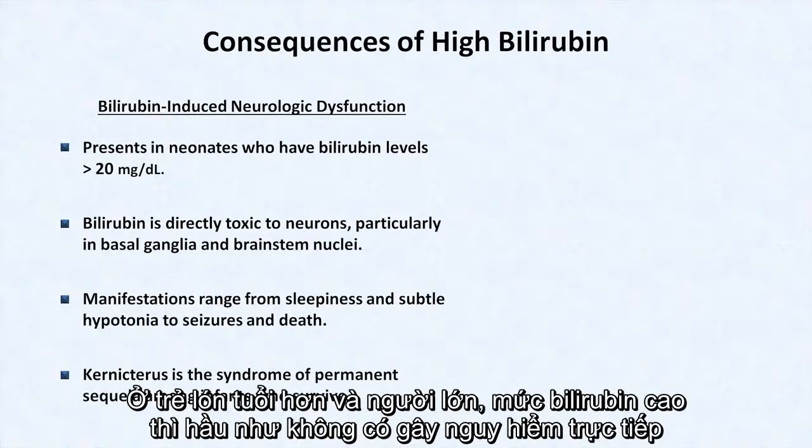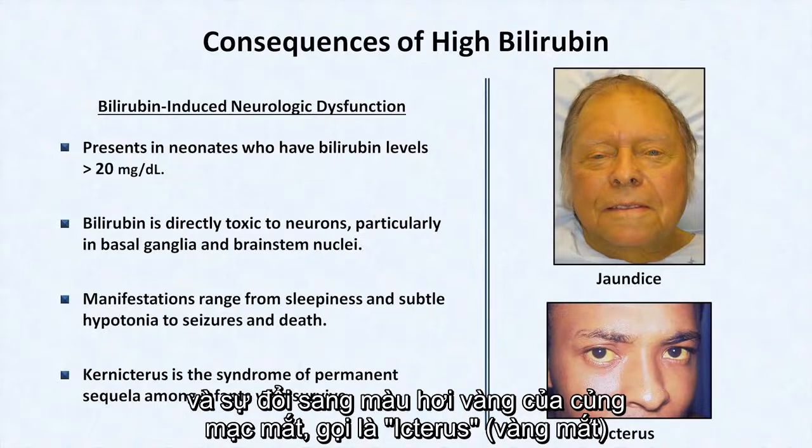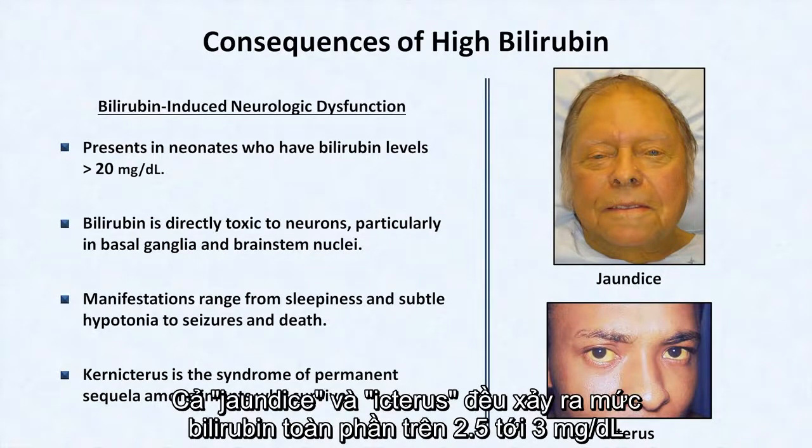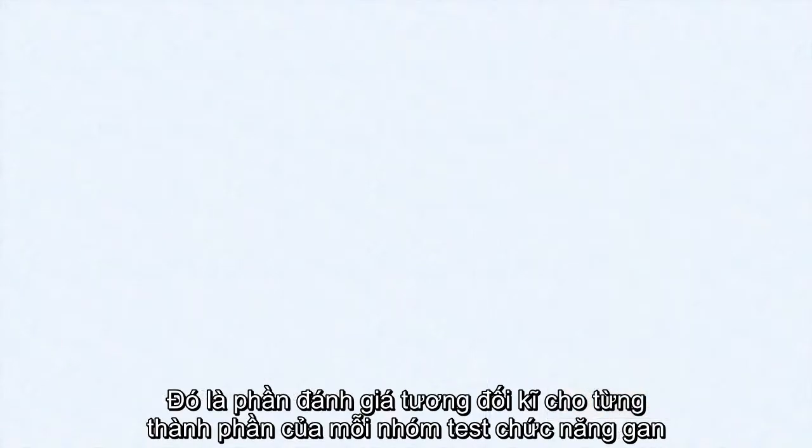In older children and adults, a high bilirubin isn't directly dangerous at all, but can lead to a yellowish discoloration of the skin called jaundice and yellowish discoloration of the sclera called icterus. Both jaundice and icterus occur at a total bilirubin level above 2.5 to 3 milligrams per deciliter. So that was a relatively thorough review of the individual components of the category of liver function tests.